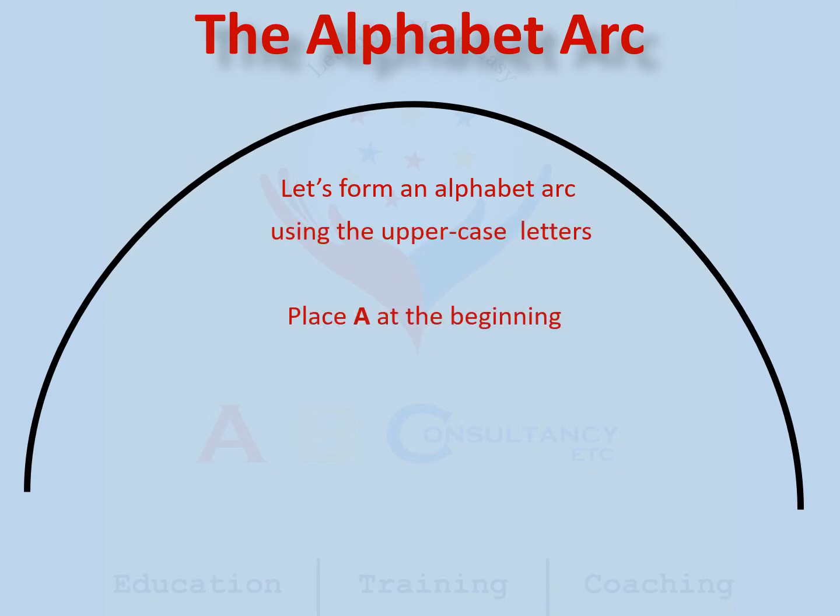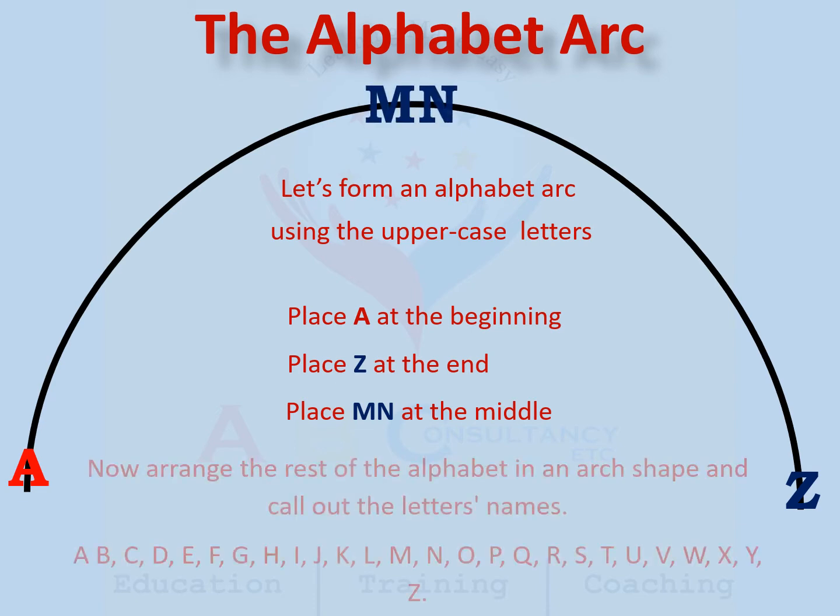Place A at the beginning. A. Place Z at the end. Z. Place letters M and N at the middle. M. N. Now arrange the rest of the alphabet letters in an arc shape and call out the letters' names.